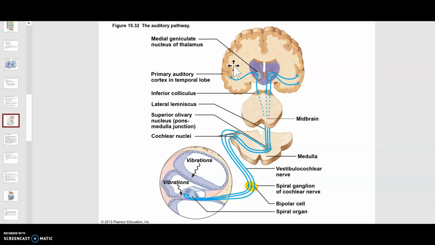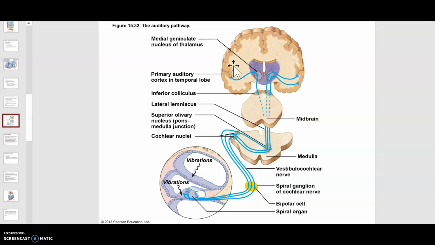The loudness, which was the amplitude, has to do with how much you deflect that membrane, the basilar membrane. And so that's how loudness is detected as far as the amplitude. Because if you vibrate that membrane, you can also vibrate those hair cells and everything else.